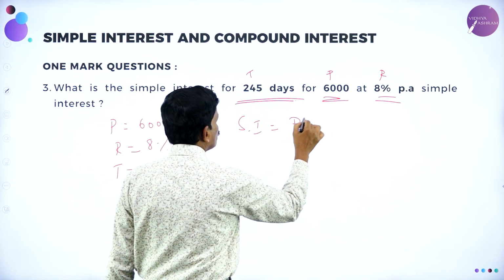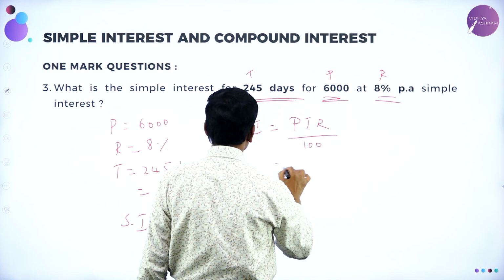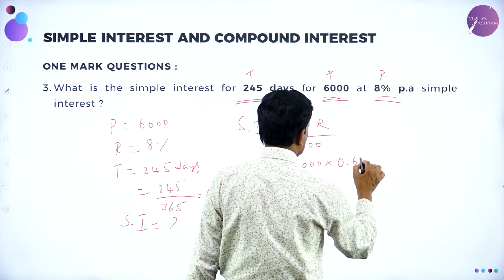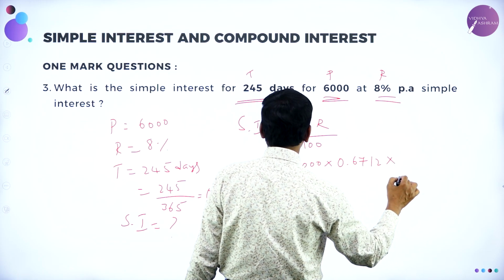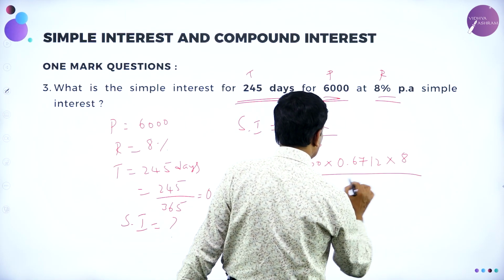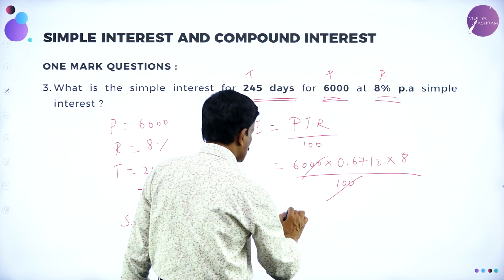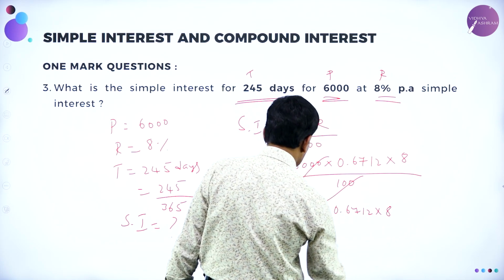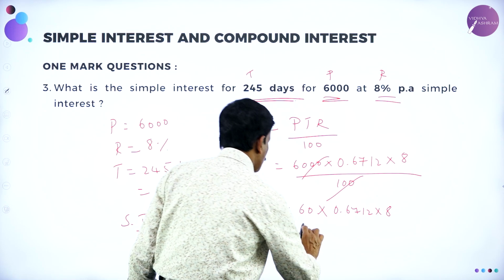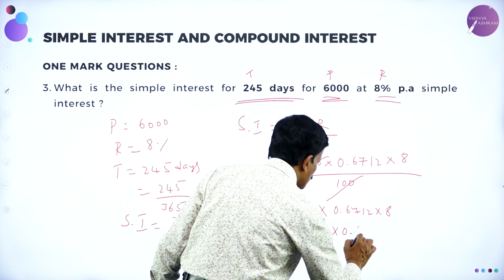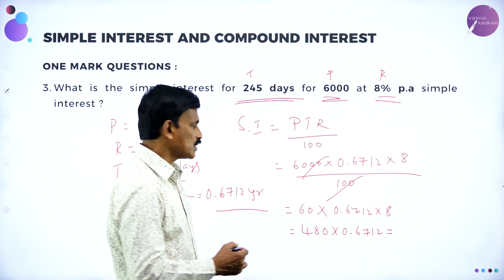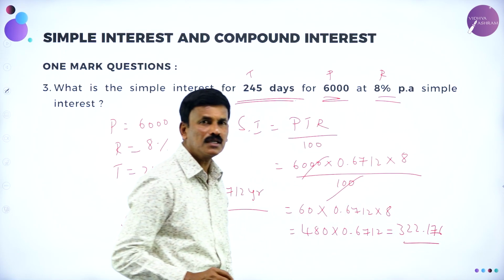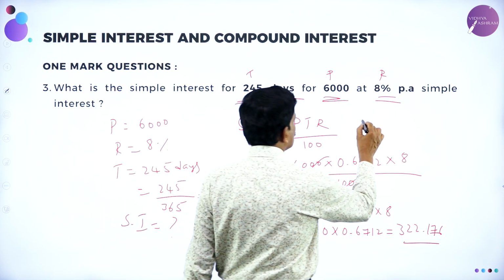Simple interest is equal to PTR over 100. What is the principal? 6,000 into what is the time? Time is nothing but 0.6712 years into the rate of interest is 8 divided by 100. These two zeros get cancelled. 60 into 0.6712 into 8. So, this is nothing but 8 into 6, 48, 480 into 0.6712. On simplification, we are going to get 322.176.